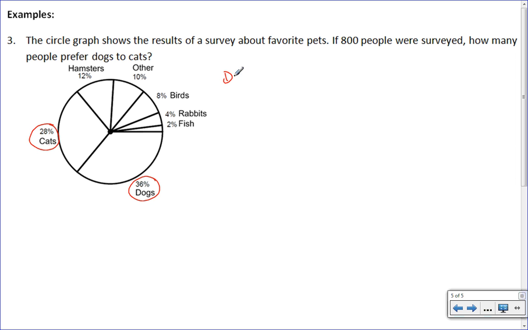So let's see how many people actually prefer dogs. It's 36% of the total, 800. Remember, the part is the percent times the whole. So in order to find that, we want 36% of 800, or just 0.36 times 800, which is equal to 288.